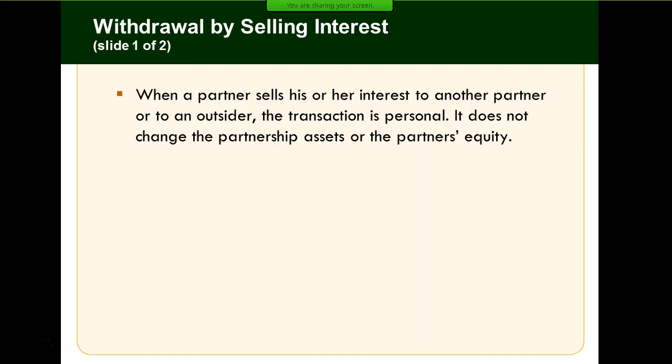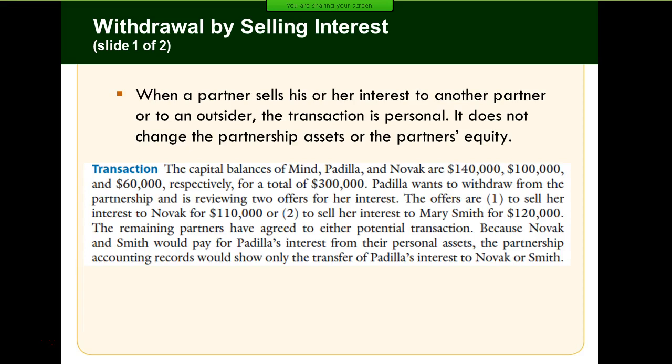So when a partner sells his or her interest to another partner or to an outsider, that transaction is going to be personal, and it's really not going to change the partnership assets or partners' equity. So let's take an example of this. The capital balances of Mine, Padilla, and Novak are 140,000, 100,000, and 60,000 respectively, for a total of 300,000.